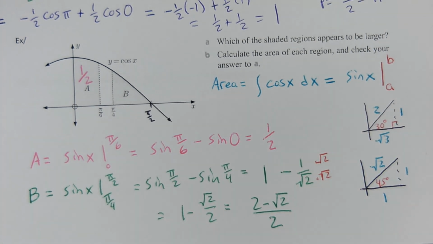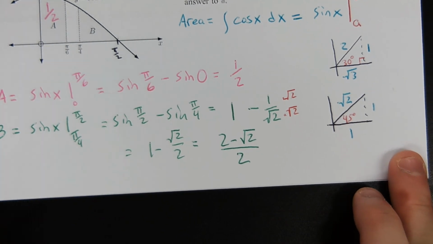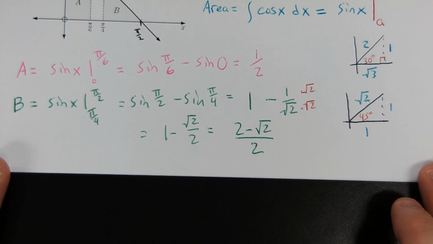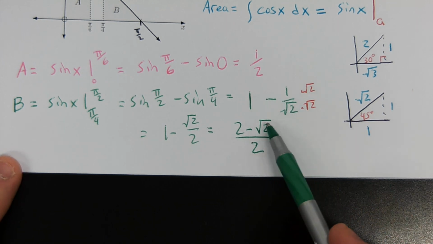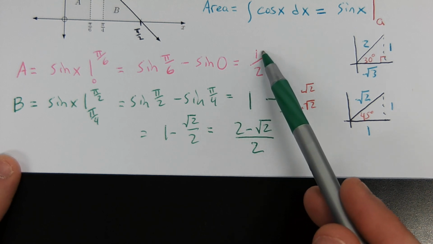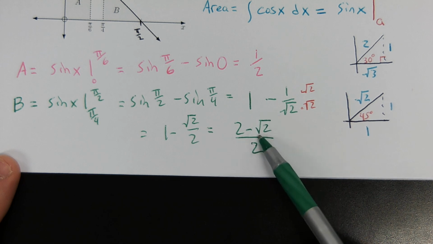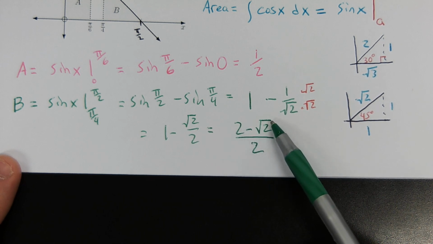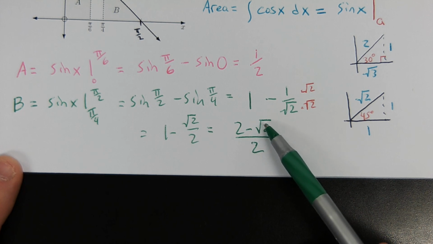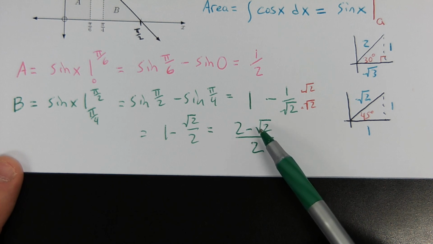So which one is larger? Well, here's what we know about the number square root of 2. It's bigger than 1. We know that the number square root of 2 is larger than 1. That means this 2 minus root 2 will be smaller than 1, because this value is larger than 1. 2 minus something that's a little bigger than 1 gives me a value between 0 and 1. That makes the top of this fraction smaller. So A does have a larger area.